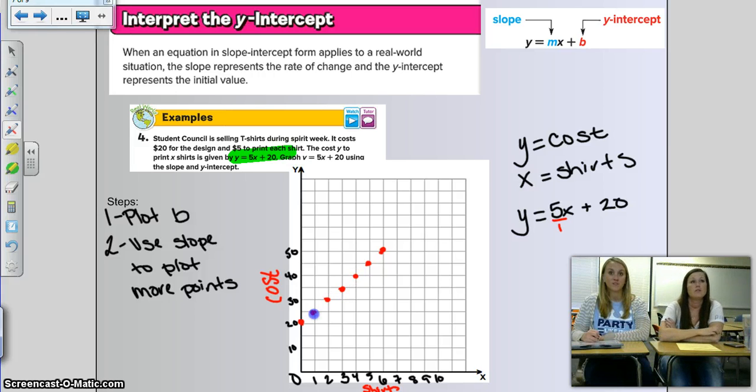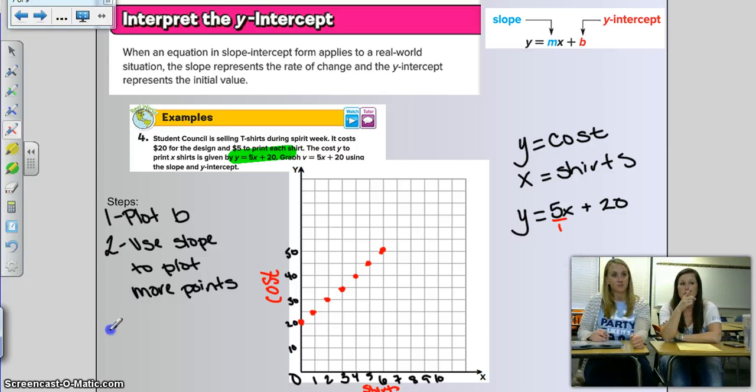There you go. So if Mrs. Richardson comes to me and says, how much money is it going to cost me for 6 shirts? I can use this. I go over to 6 and up to 50. It's going to cost you $50 for 6 shirts. So now let's actually interpret the y-intercept. My y-intercept is $20.